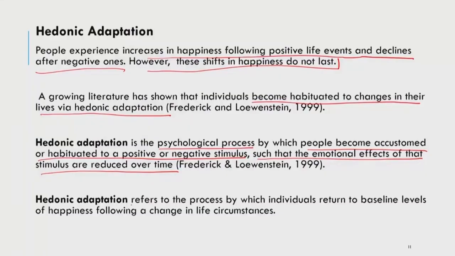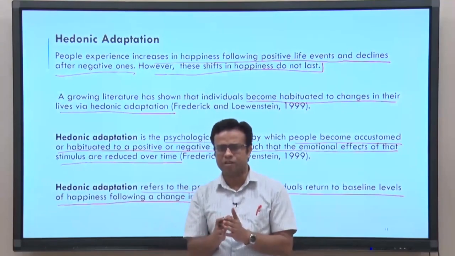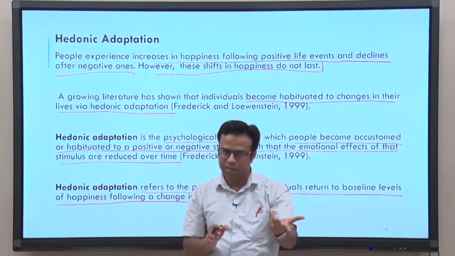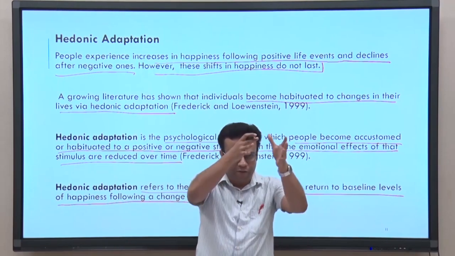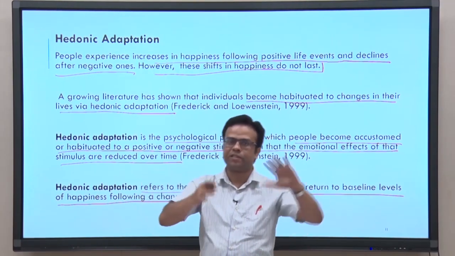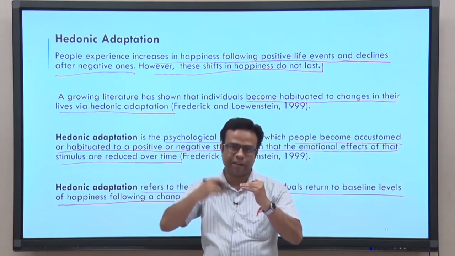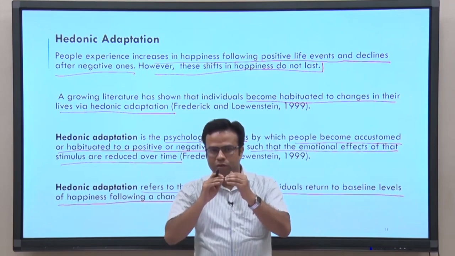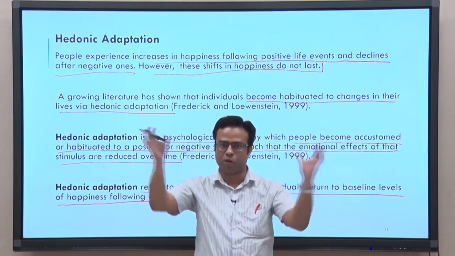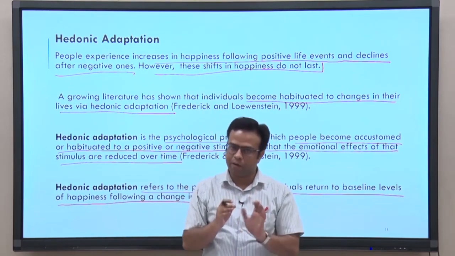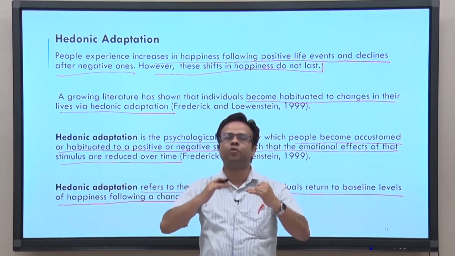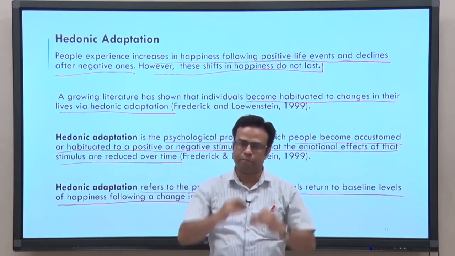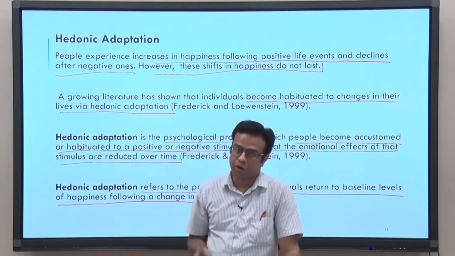So, hedonic adaptation refers to the process by which individuals return to their baseline level of happiness after a change in life circumstances. After changes in life circumstances, obviously, there is a change in our emotional experiences, but it is not long lasting; we come back to our baseline level, which may be set by genetics or other things. This is another reason why many researchers say that we cannot really enhance our sense of happiness too much: one reason is the genetic set point, and the second is that we get adapted to the new changes and again come back to our baseline level of happiness. This is called hedonic adaptation.